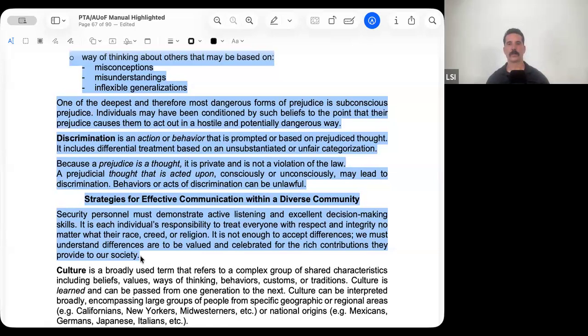Strategies for effective communication within a diverse community. Security personnel must demonstrate active listening and excellent decision-making skills. It is each individual's responsibility to treat everyone with respect and integrity, no matter what their race, creed, or religion. It is not enough to accept differences, we must understand differences are to be valued and celebrated for the rich contributions they provide to our society.